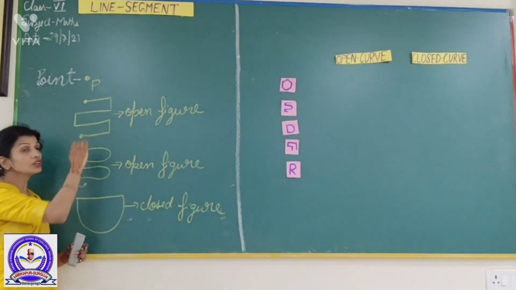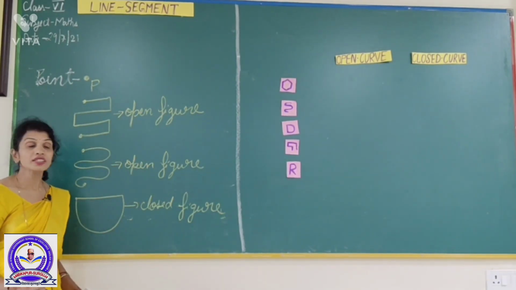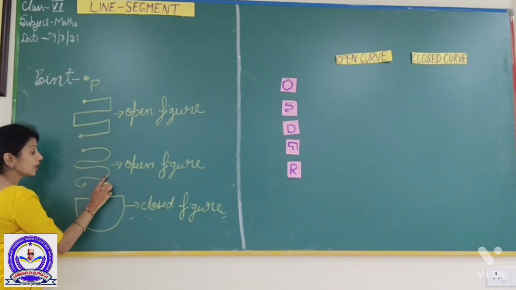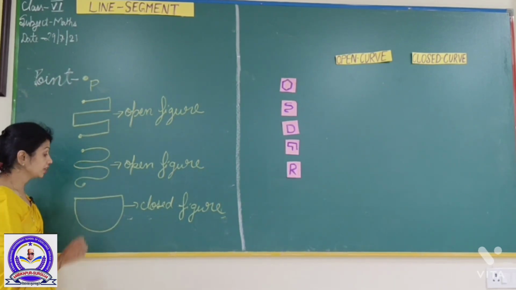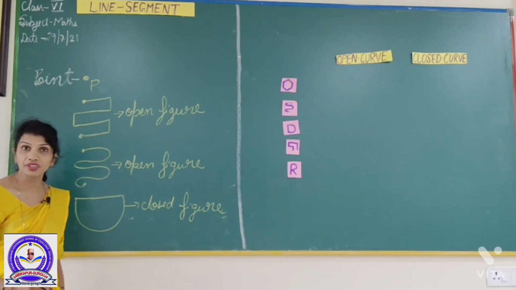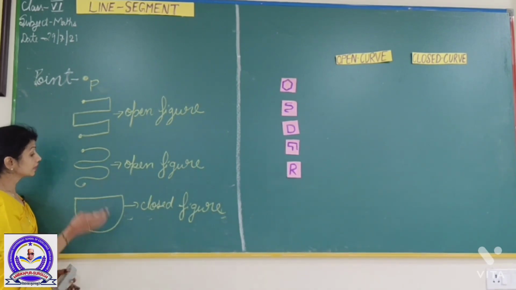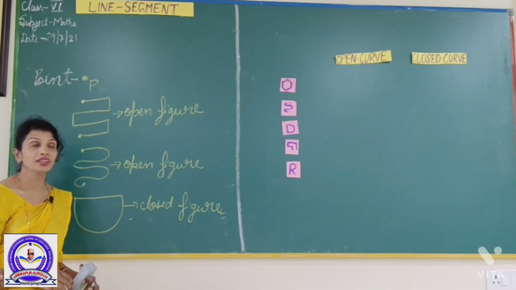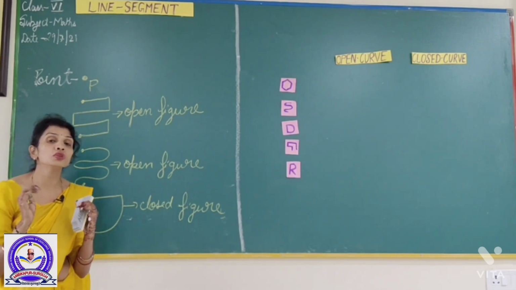And if you carefully observe this figure, you will see that we use either the straight line or the curved line to draw any figure. Here I have used the straight line and this curved line to draw the figure. So we can say that it is a closed curve, or an open curve also. So now let us do some activity.